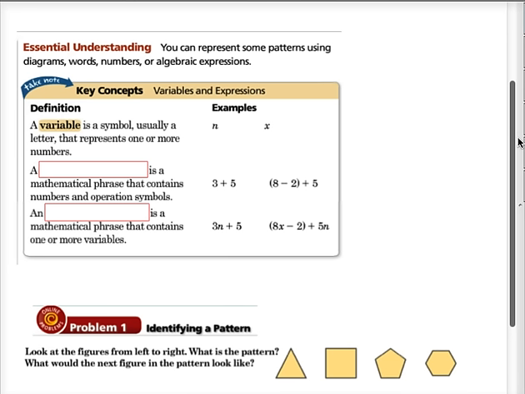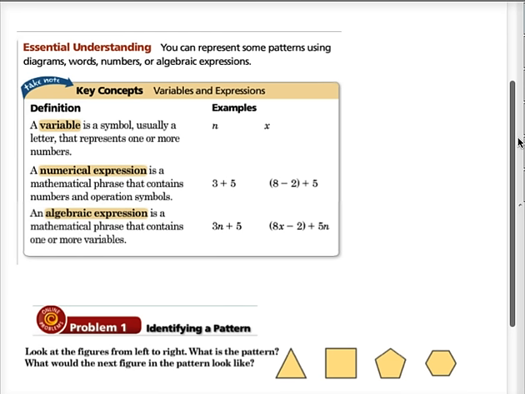Now, the next thing that I want you to know, a numerical expression is a mathematical phrase that contains numbers and operation symbols. Now again, when we're talking about representing patterns, we're going to be writing expressions to represent those calculations. And finally, an algebraic expression is a mathematical phrase that contains one or more variables.